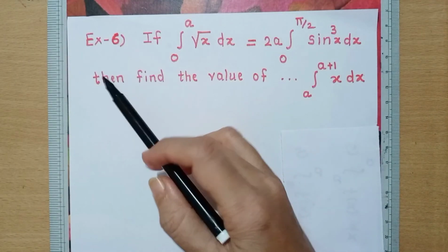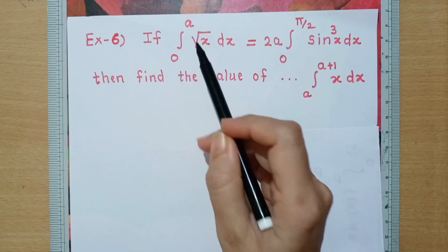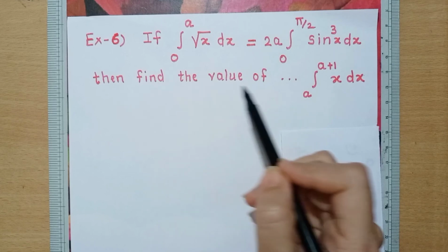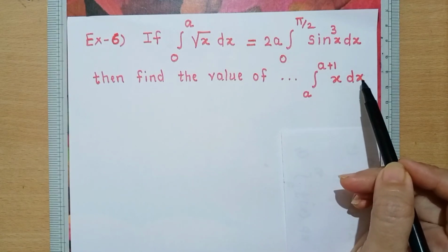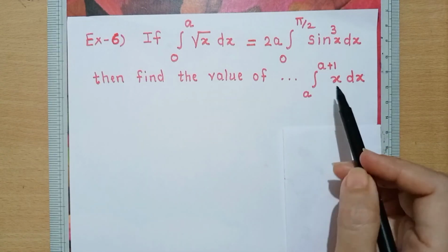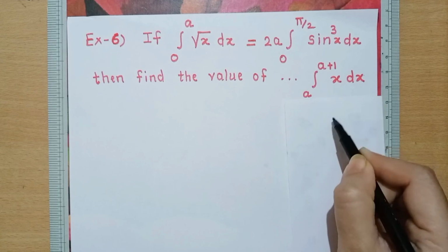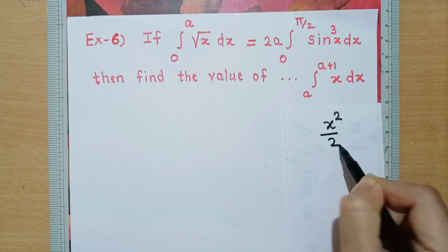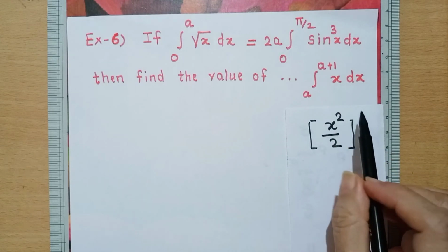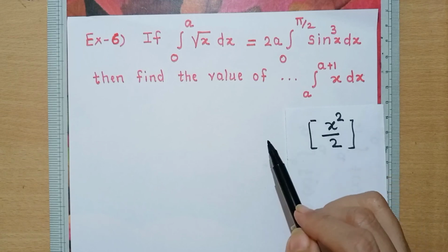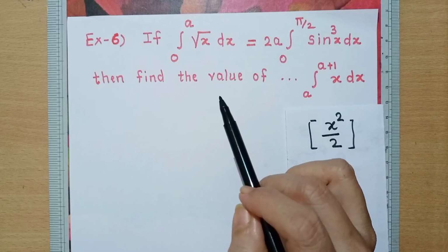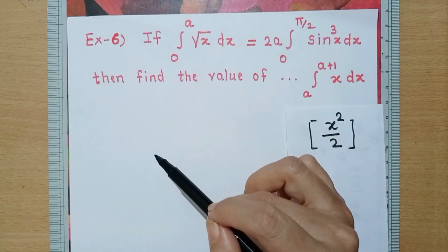This is our last example. If the integration of root x dx from 0 to a is this, then find the value of the integration of x dx from a to a plus 1. Now we have to find out this, and we know the integration of x is x square upon 2, and if we substitute these limits, we can find out the answer. But we don't know what is the value of a. So we will use this condition and find out the value of a. So let's take this here.